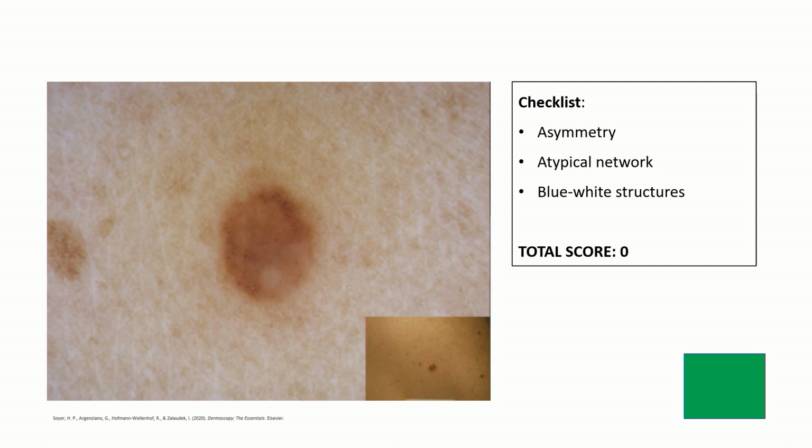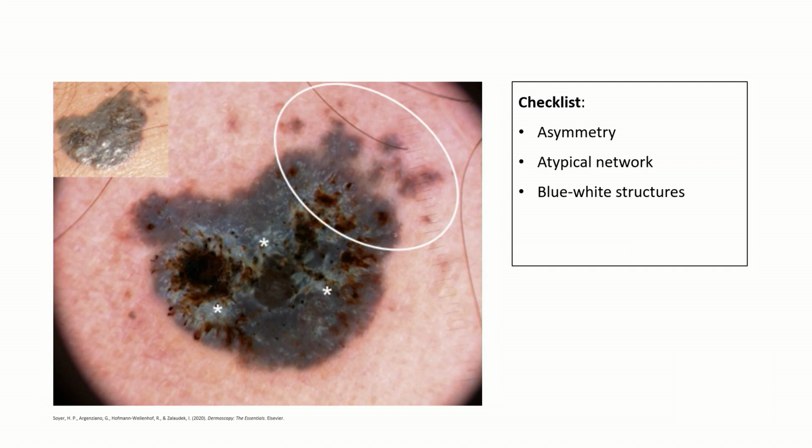It looks totally benign. With this next one, you look at it and think, oh my gosh, what is happening there? But with the 3-point checklist, you can basically see there is significant asymmetry. There's no atypical network, but as I've mentioned, you worry about those blue-white structures in melanoma, and we can see that quite obviously in a few different places in this lesion. So total score 2 out of 3, you worry about it, and yes, it is a red flag. This is the kind of thing that would escalate directly to the managing clinician.